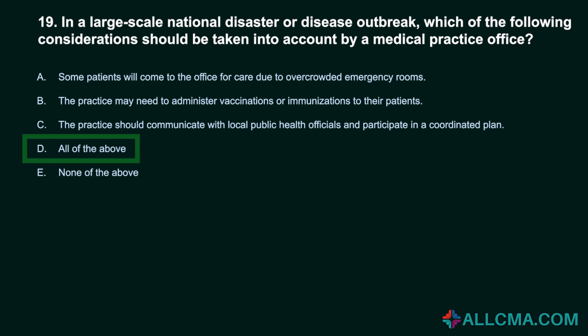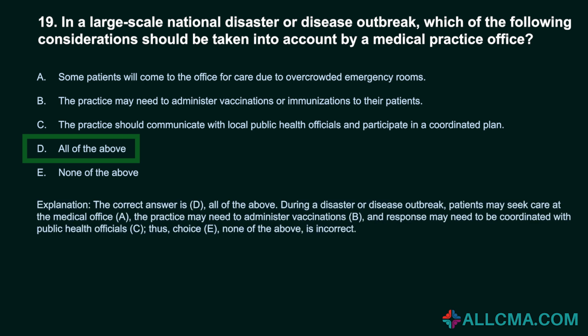The correct answer is D. All of the above. During a disaster or disease outbreak, patients may seek care at the medical office, A. The practice may need to administer vaccinations, B. And response may need to be coordinated with public health officials, C. Thus, choice E, none of the above, is incorrect.